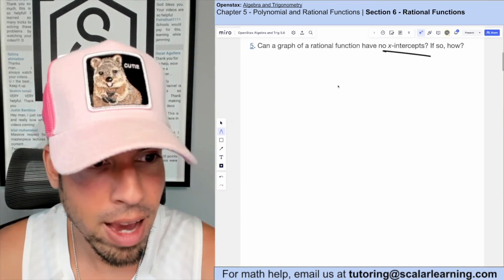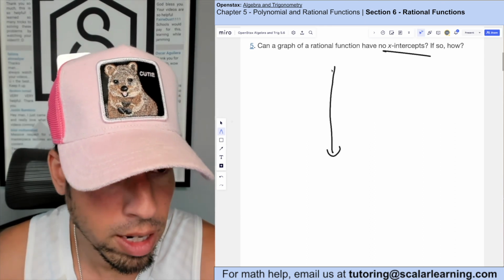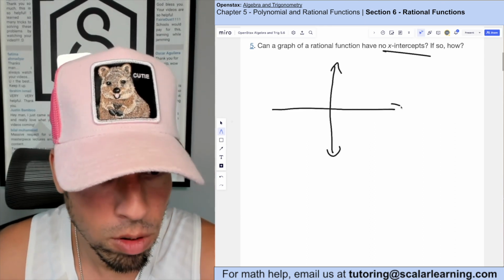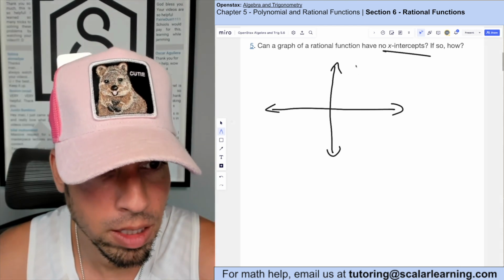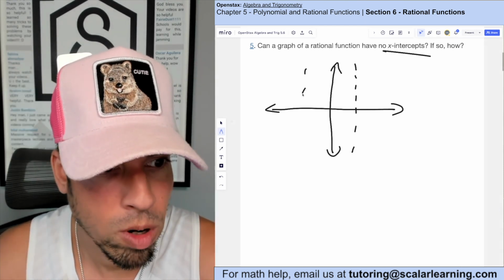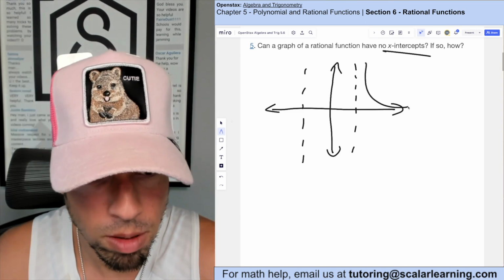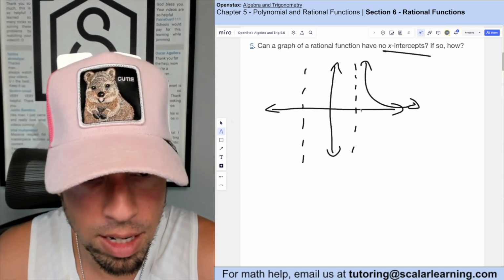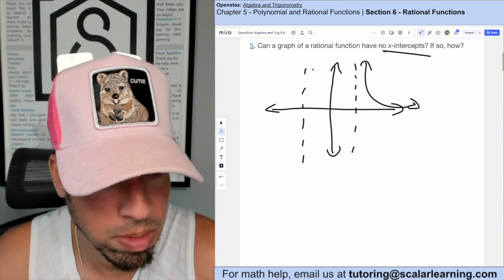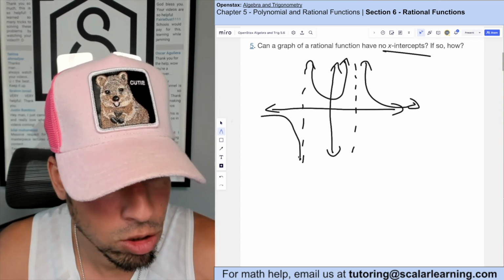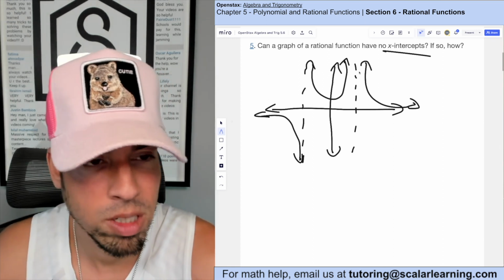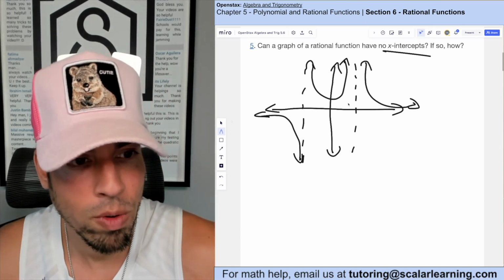Can a graph of a rational function have no x-intercepts? I would say absolutely yes. We can even look at an example of a rational function that might have no x-intercepts. I'm just going to make it up here. Maybe we have something going this way, and the horizontal asymptote is the x-axis, and then in here maybe it's going up, and here it's going down. So that's a graphical representation of how we might have no x-intercepts.